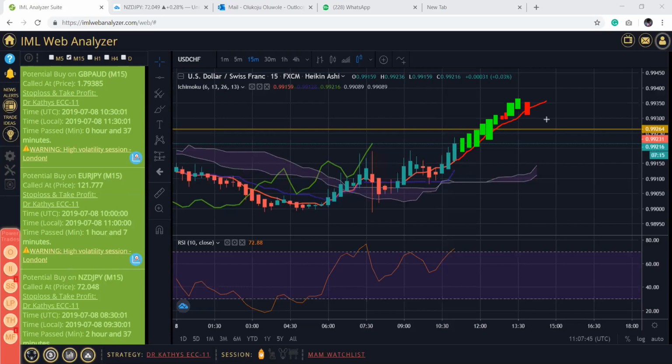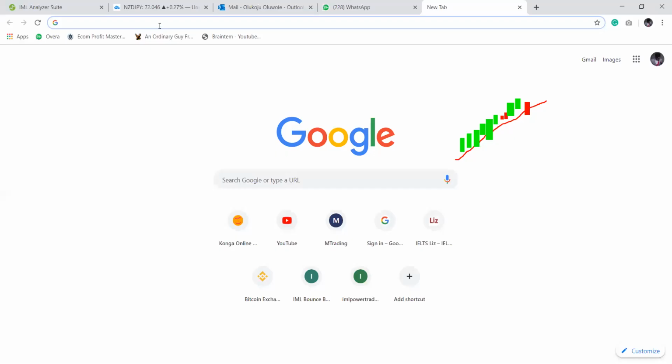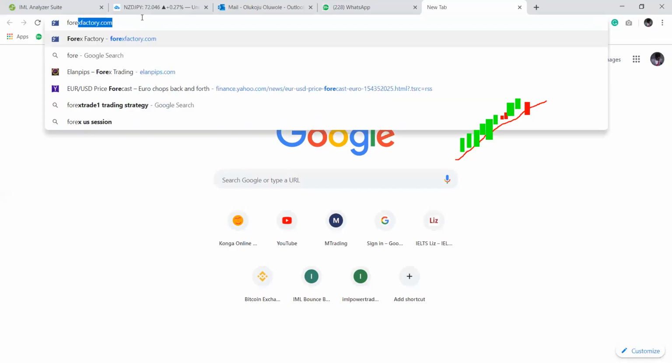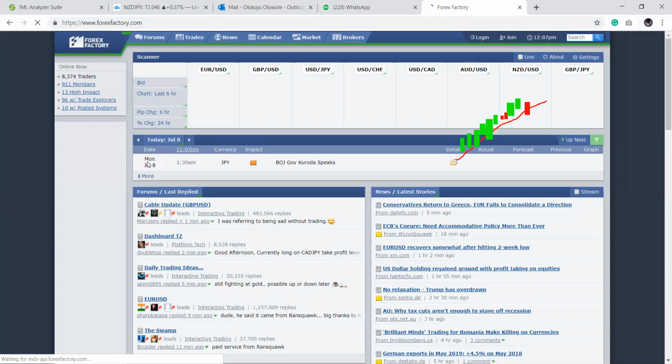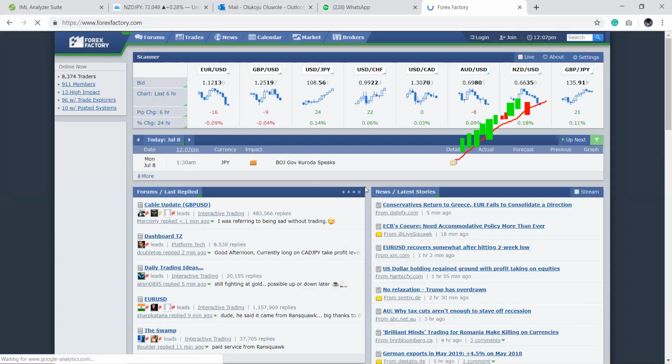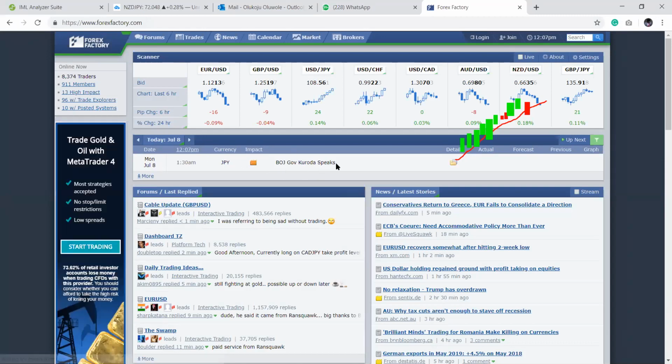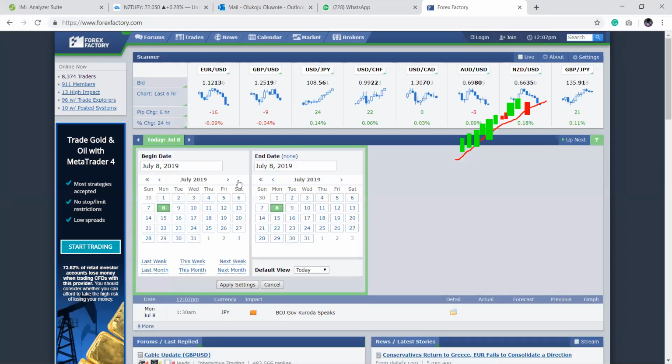Another thing is that you don't want to use this when there is news. So one thing that we failed to check was our news. Let's quickly check Forex Factory. If you want to check news for people that are just coming in, you go to forexfactory.com. So today is Monday. There is no red folder today. No red news today, Monday. Let's check for the week, Monday to Friday.